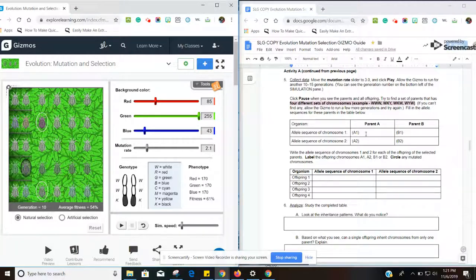You're going to record the genotypes for those parents here and the genotypes for their offspring in this table. Make sure that you complete this part, which is labeling the offspring chromosomes A1, A2, B1, or B2 as they are listed up here.